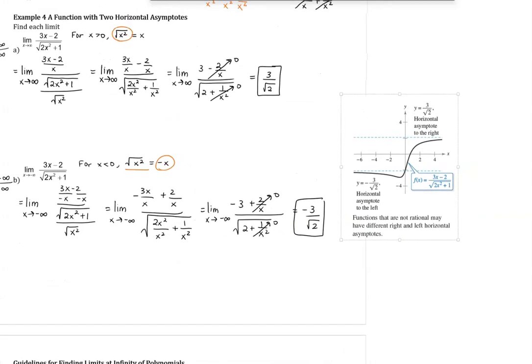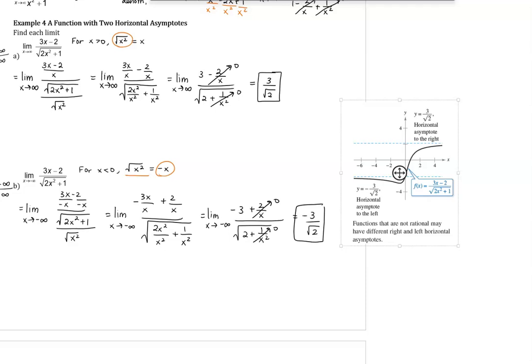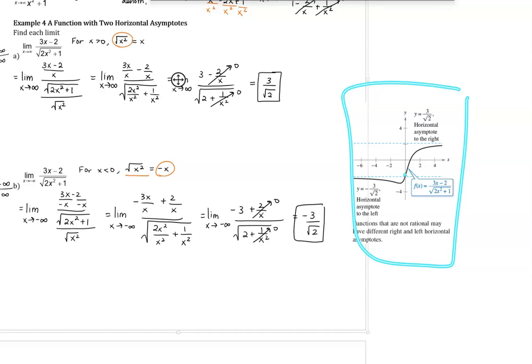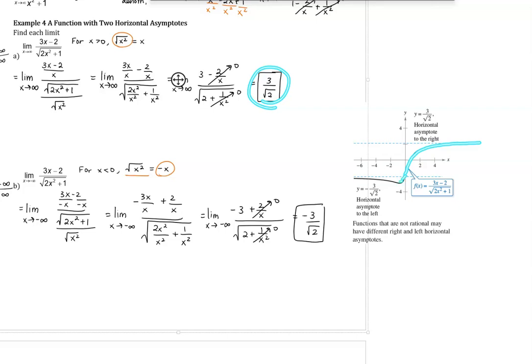We can confirm our answers for example 4 by looking at a graph of our function. We can see that as x increases without bound, the function is approaching a positive 3 divided by the square root of 2, and as x decreases without bound, the function is approaching a negative 3 divided by the square root of 2.